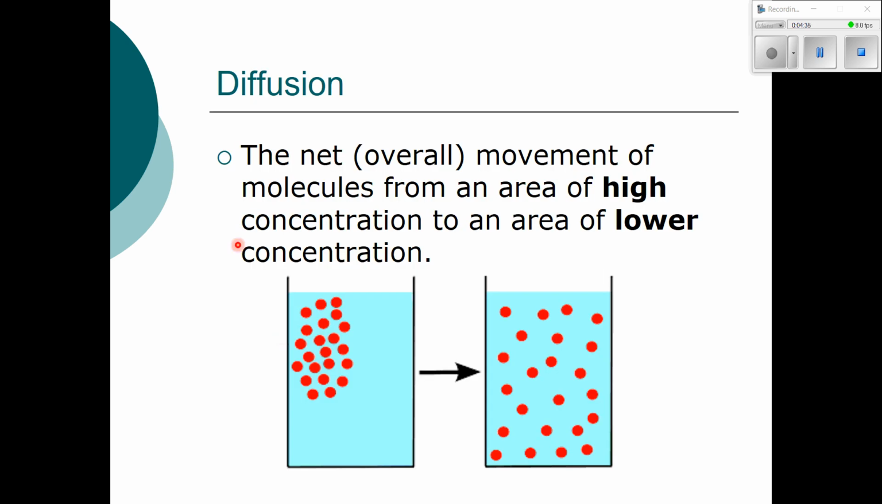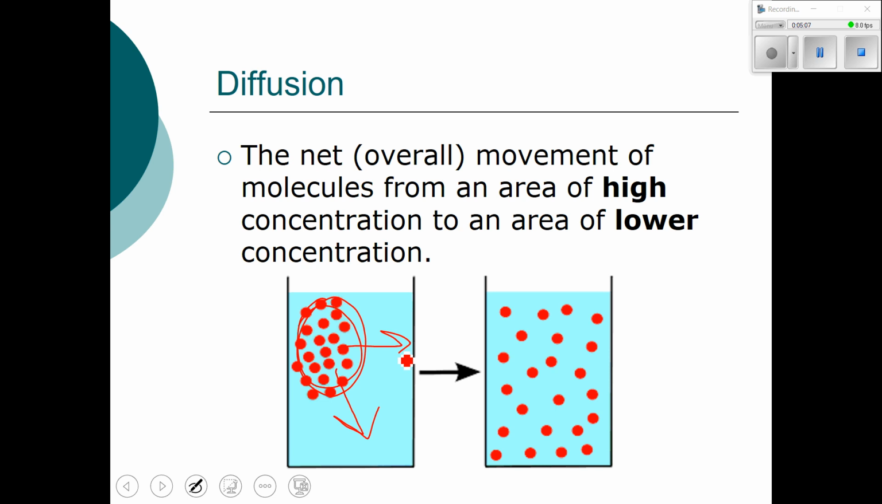One of the most central, most important concepts in all of this, to make sure you grasp, is the concept of diffusion. Diffusion is defined as the net overall movement of molecules from an area of high concentration to areas of lower concentration. Pardon my messy arrows.